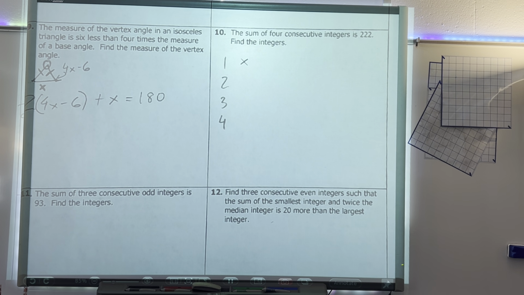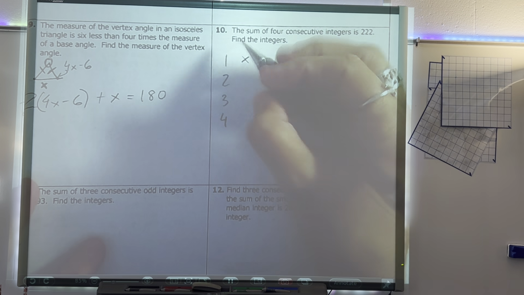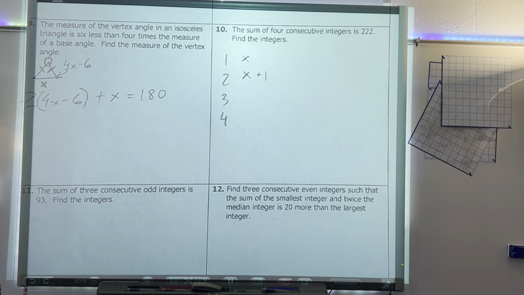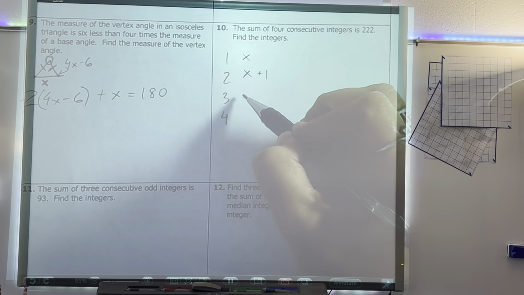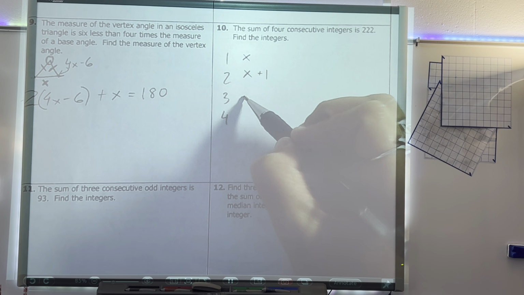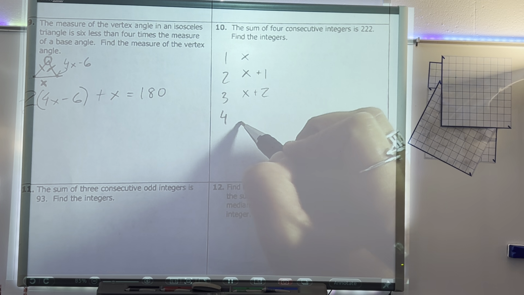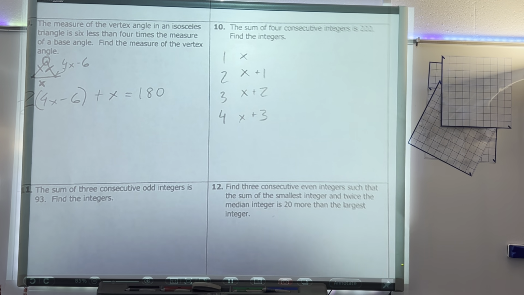So if x is 1, then my second integer would have to be what? 2, right? How do I get from 1 to 2 mathematically? I would add 1, right? So then that means my second integer would be my first integer plus 1. Are we in agreement there? So then how would I get from here to here? x plus 2. And then from here to here would be x plus 3. Are we okay with that?